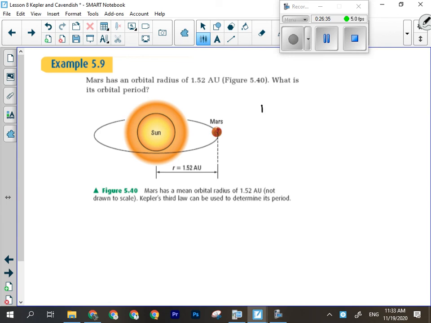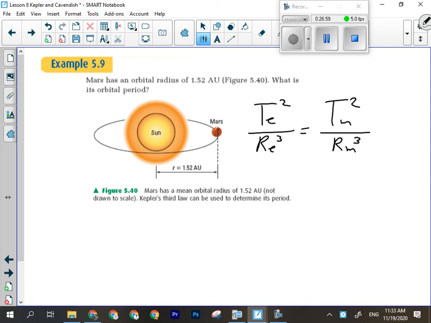So according to Kepler, if I take the period of Earth squared over the radius of Earth's orbit cubed, that will equal the period of Mars's orbit squared over the radius of Mars's orbit cubed. Okay, so I can solve for the radius of Mars's orbit by simply flipping these numbers, okay, and getting radius of Mars by itself over here. Sorry, we're looking for its orbital period.